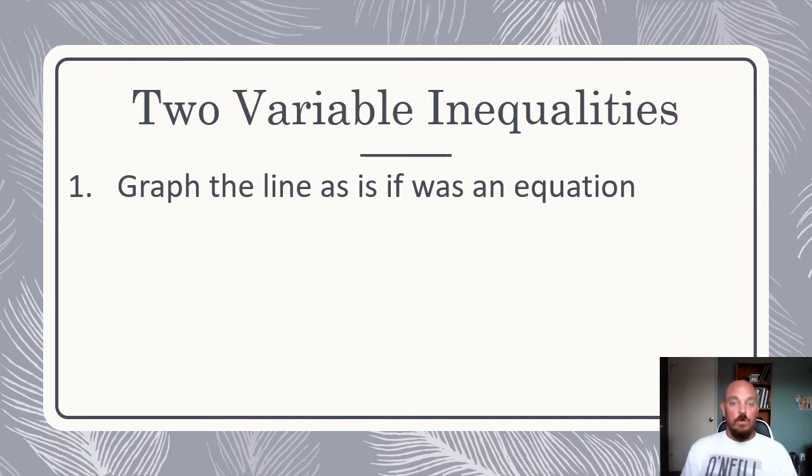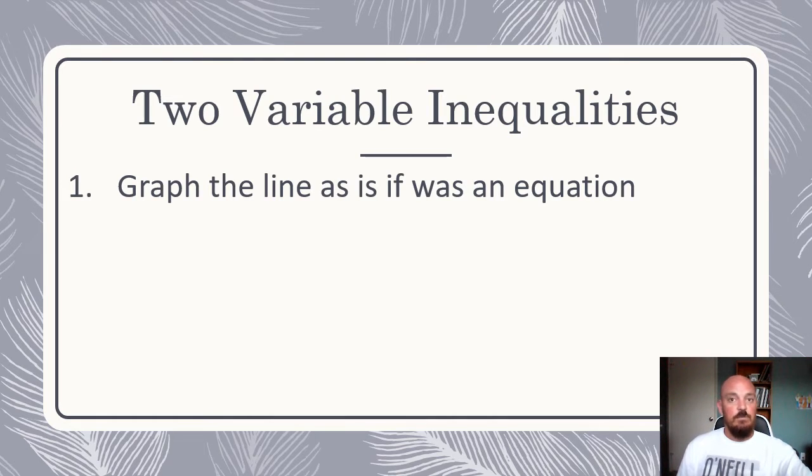If you want to solve a two-variable inequality, the first thing you do is graph it like it was an equation. Just say, I don't care if it says less than, greater than, less than or equal to, greater than or equal to. Pretend like it was an equal sign and just graph the line. It might be y equals mx plus b, might be general form, use the intercepts. We'll take a look at some examples today to refresh on how to do that. But you're going to graph the line.